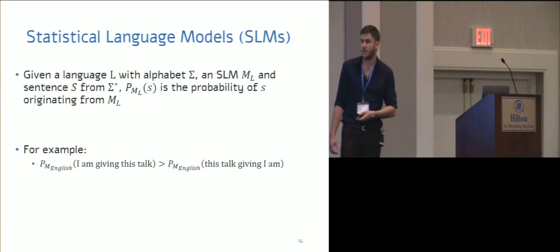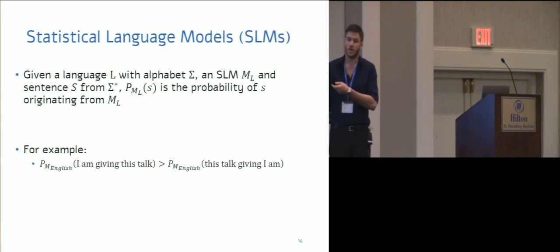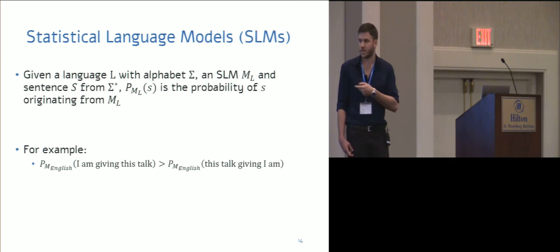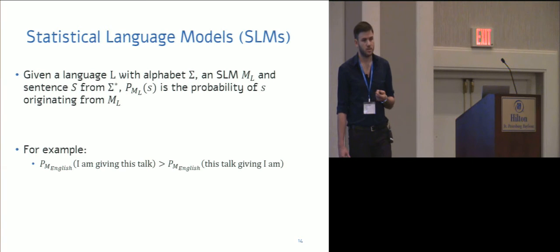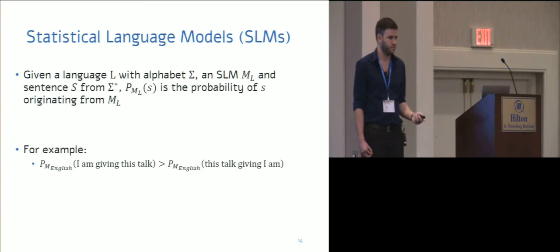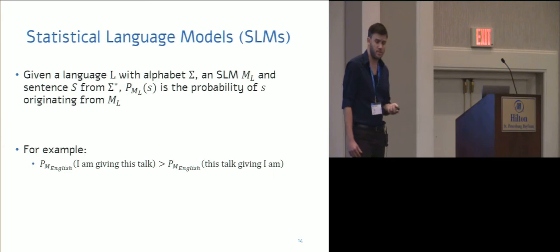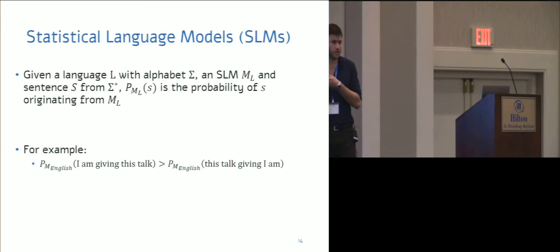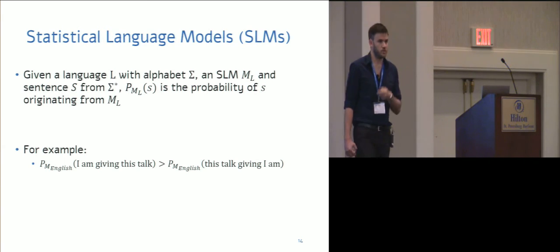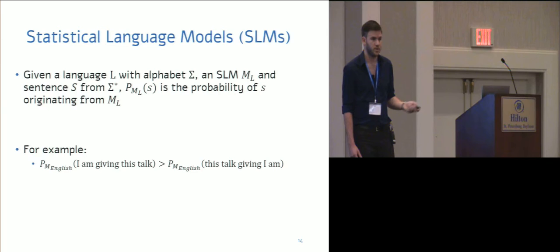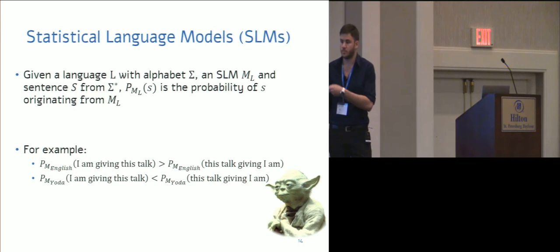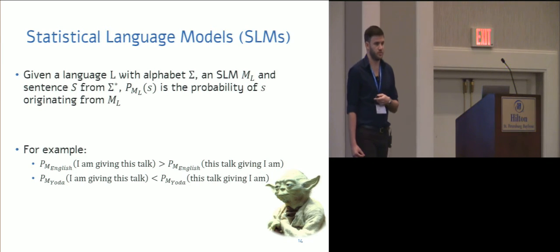Okay, so if, for example, I have a model representing the English language, I can probably say that the sentence "I am giving this talk" is more likely than the sentence "this talk giving I am." Now, it's important to remember, though, that this result is only correct for that specific model. And if I had a different model, I might get a different result. So if, for example, I had a model representing the way Yoda speaks, it's possible the second sentence would be more likely than the first.